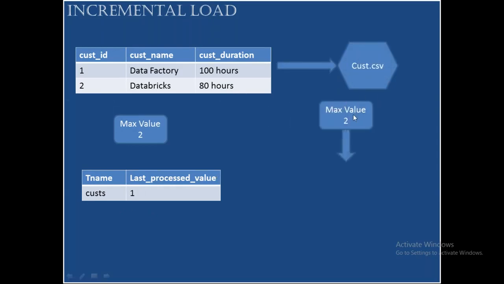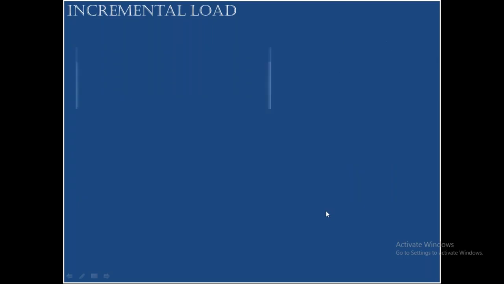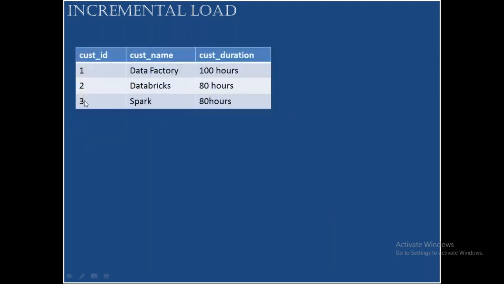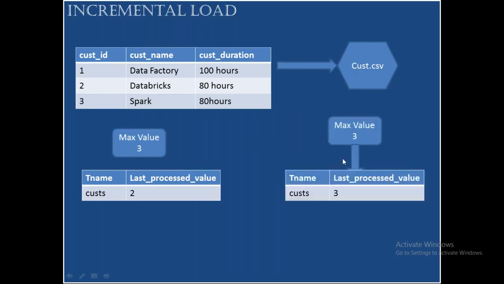Then I need to update my max value in the last processed value, saying that I have copied up to 2 records. Now I have added one more record. Max value is 3, last processed value is 2 now. So I will copy only the third record. How will I know the third record? I need to copy select star from cust table where CID greater than 2 again. So now I will load that third record into this table. This max value I will update in the last processed value. Okay, this is how the incremental load will happen.